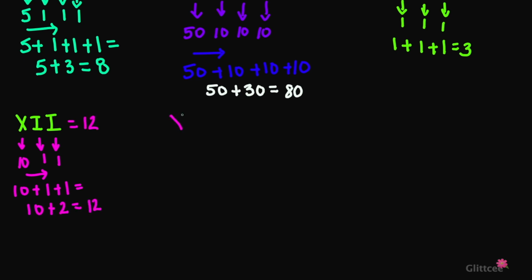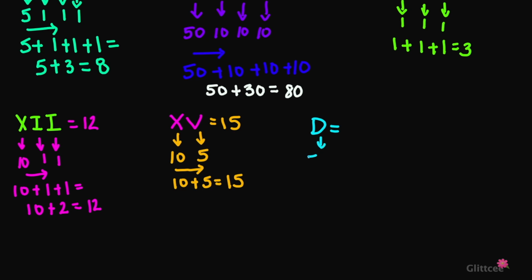What about XV? X is 10, V is 5. I'm going from big to small number, so I'm going to add: 10 plus 5 equals 15. So XV is 15. What about Roman numeral D? What is Roman numeral D? D is 500, so Roman numeral D is 500.